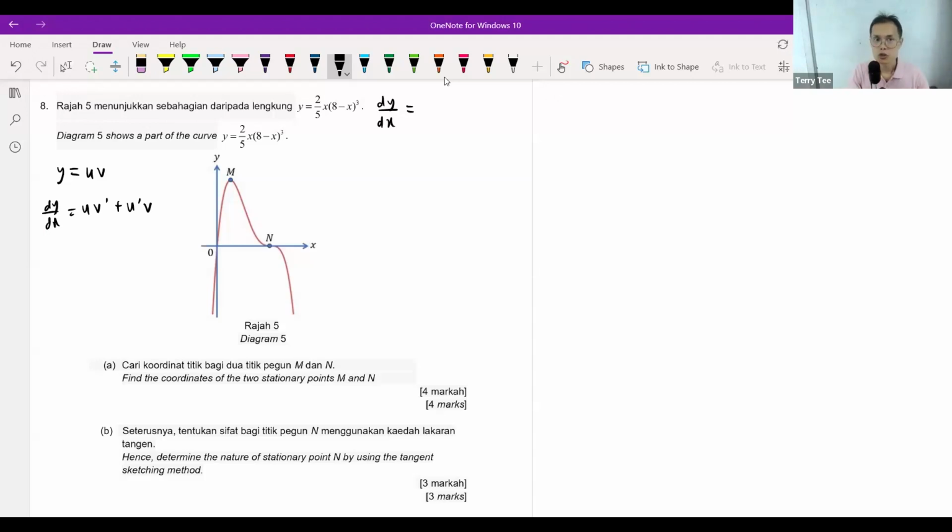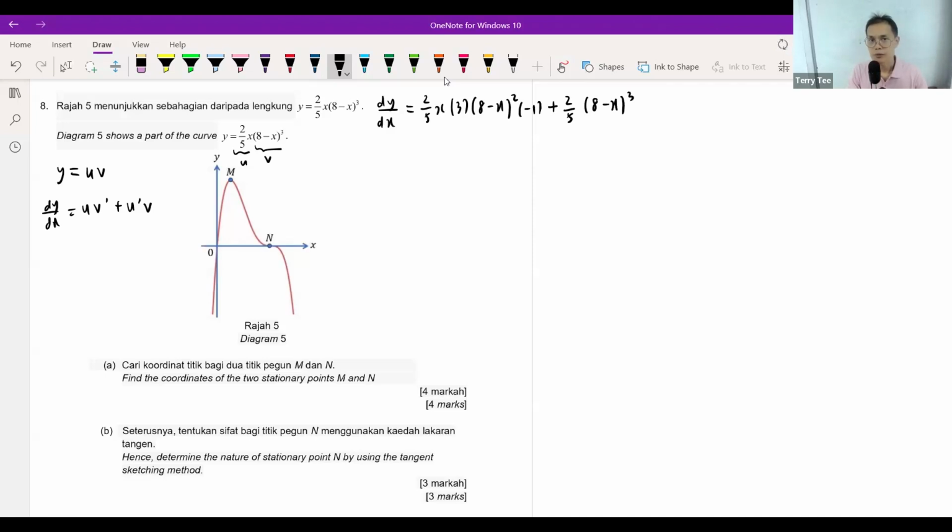So copy your u. Your u is 2 over 5 x. Differentiate your v. This is your v, and this is your u. I hope you can see that. It's a composite function. Bring the power 3 down, copy the bracket, reduce the power by 1, differentiate inside the bracket. Then you add, copy your u, 2 over 5 x, differentiate your u. Differentiate 2 over 5 x, you get 2 over 5. Copy your v, (8 minus x) power 3.